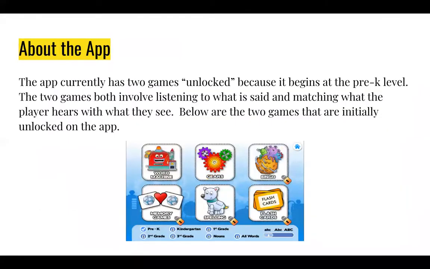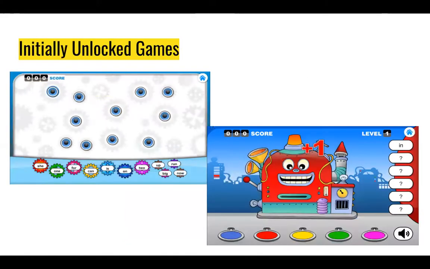So the app currently has two games unlocked because no matter what grade level the child is in, it always begins at the pre-K level. So children have to start there no matter what. But both of the games, the word machine game and the gears game, involve listening to the app tell the students a word, and they have to match what they hear with what they see, meaning that they need to find the written word that represents the verbal word that is spoken.